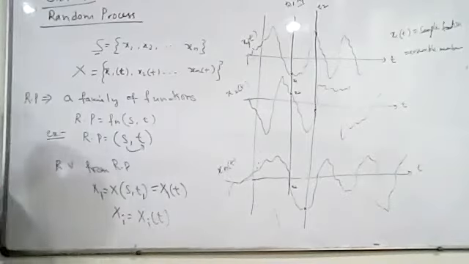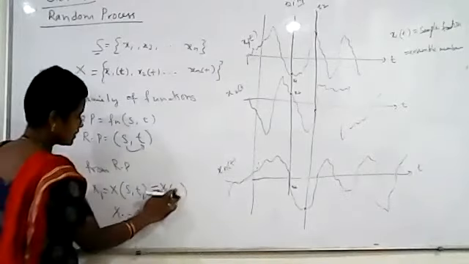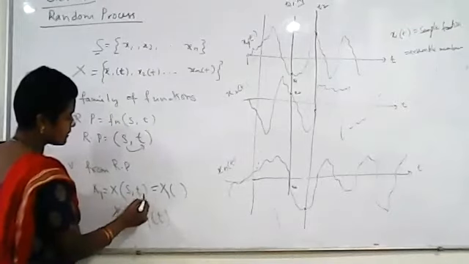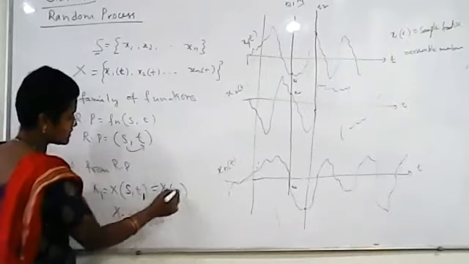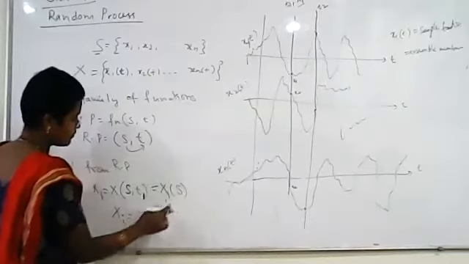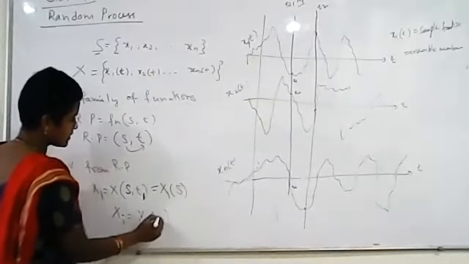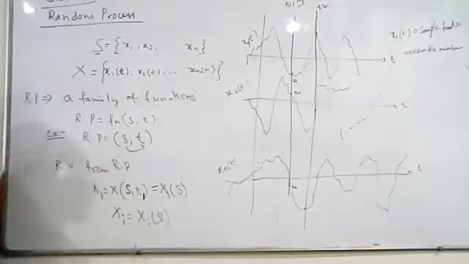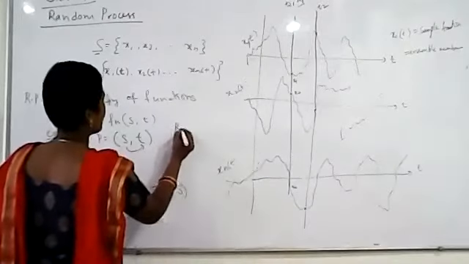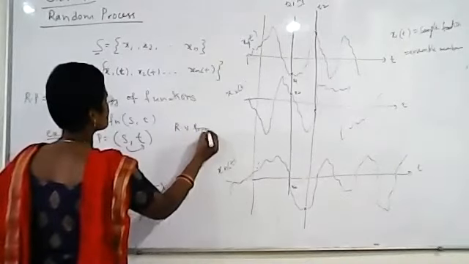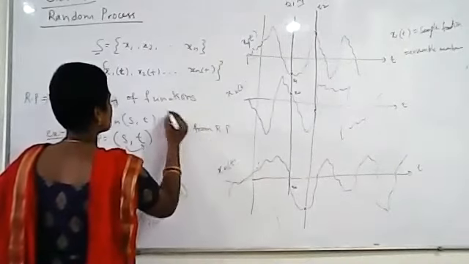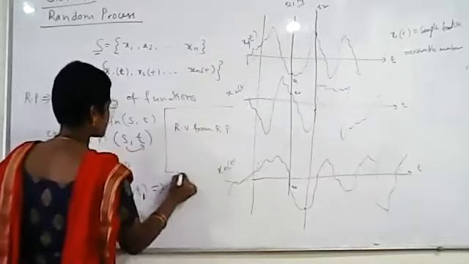Here t is constant and s is varying, so it is x1 of s, and here also it is xi of s. Like this we can obtain the random variables from a random process. What is another procedure to obtain random variables from a random process?